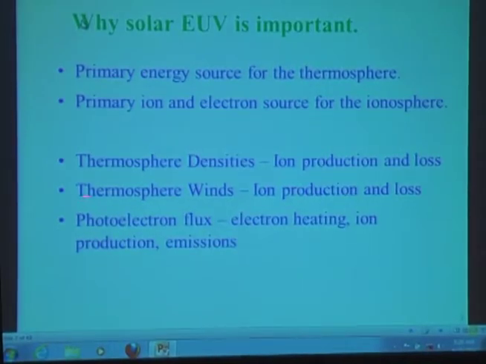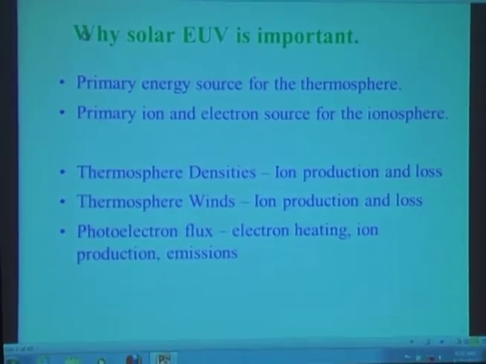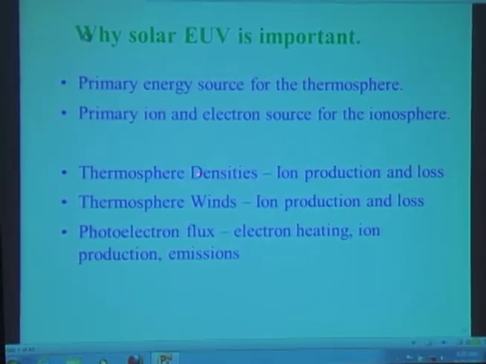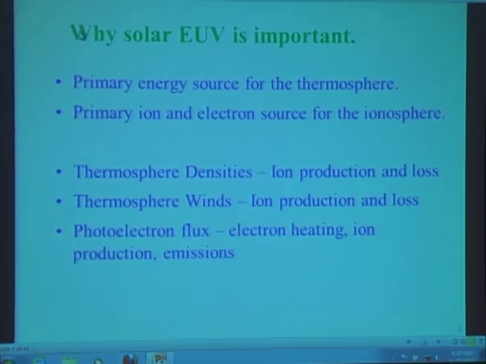So why is solar EUV important? Well, it's pretty obvious. It's the primary energy source for the thermosphere, and it's the primary ion and electron source for the ionosphere. It's very important for thermospheric densities and ion production and loss. Thermospheric winds affect it particularly in the F region, and the winds affect the ion production and loss. And the photoelectron flux is very important, especially at low altitudes. The solar UV creates the photoelectron flux, which produces most of the ionization below about 150 kilometers.